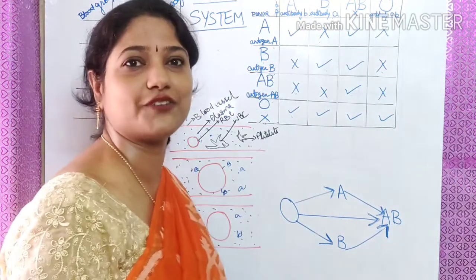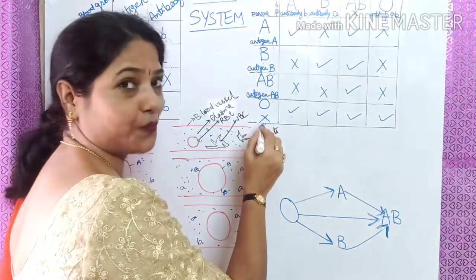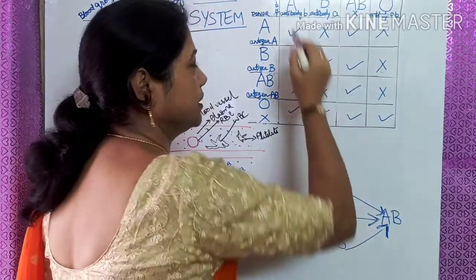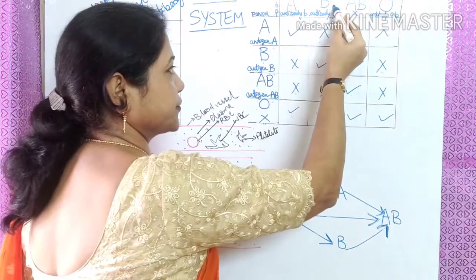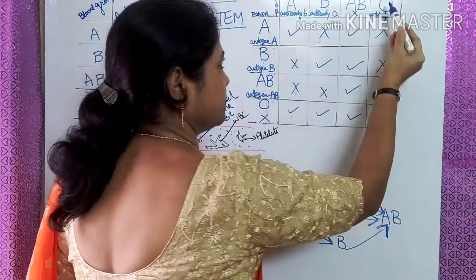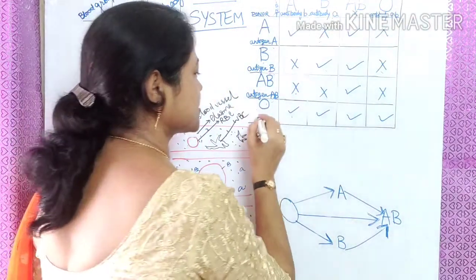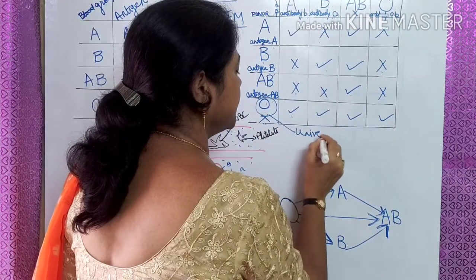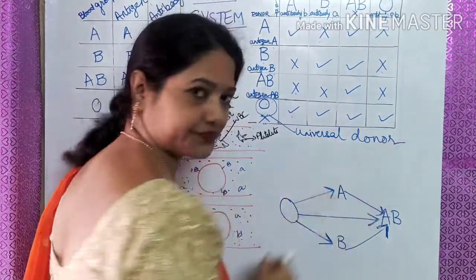So what we can see from this table, children, is that blood group O can give blood to all the blood group people. Blood group O can give to blood group A, O can give to blood group B, O can give to blood group AB, and O can give to blood group O. So blood group O is called the universal donor.